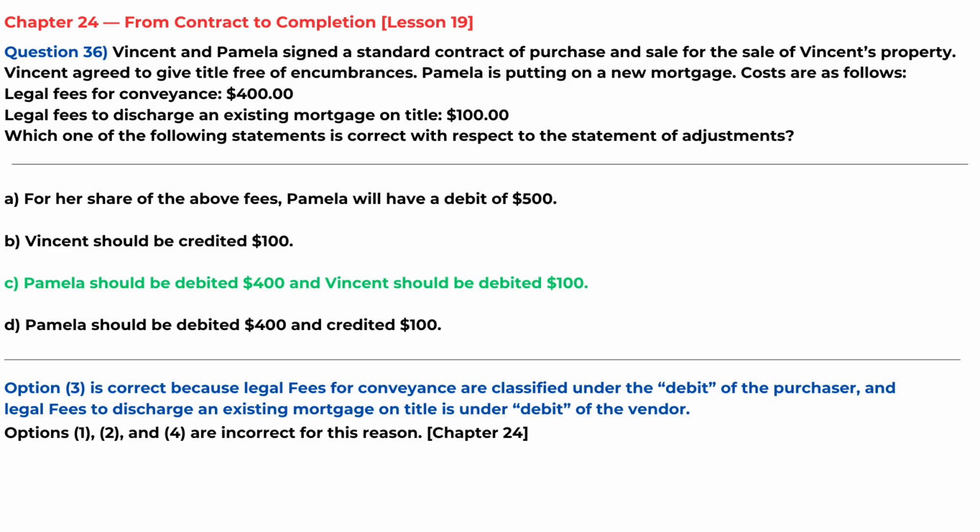Option 3, C. Pamela should be debited $400 and Vincent should be debited $100 is correct because legal fees for conveyance are classified under the debit of the purchaser, and legal fees to discharge an existing mortgage on title is under debit of the vendor. Options 1, 2, and 4 are incorrect for this reason.